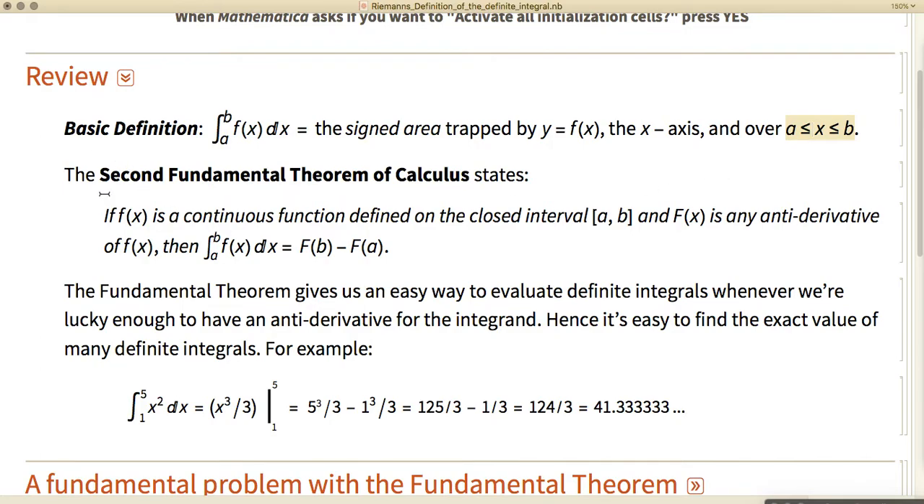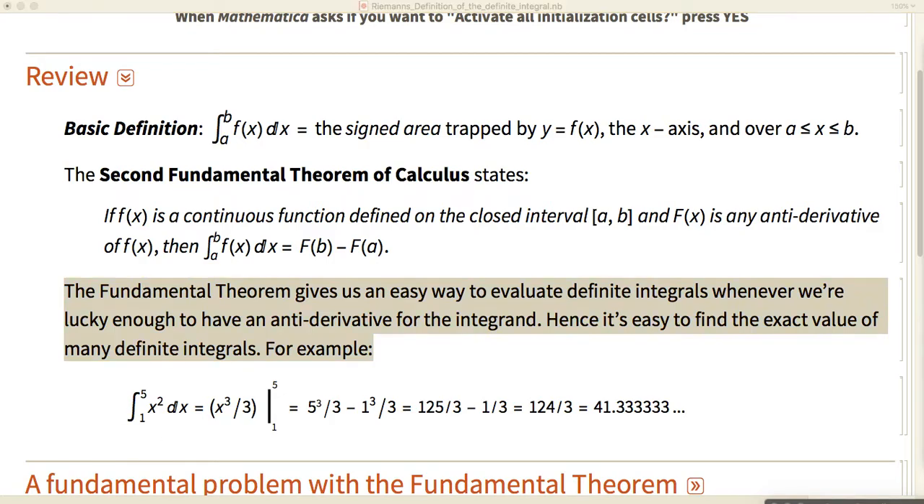We also know the second fundamental theorem of calculus, which states that if f of x is a continuous function defined on a closed interval from a to b, and capital F is any antiderivative of little f, then the definite integral from a to b of f of x dx is nothing more than capital F of b minus capital F of a. In other words, it's important to realize that the fundamental theorem gives us a super easy way of evaluating definite integrals whenever we are lucky enough to have an antiderivative for the integrand.